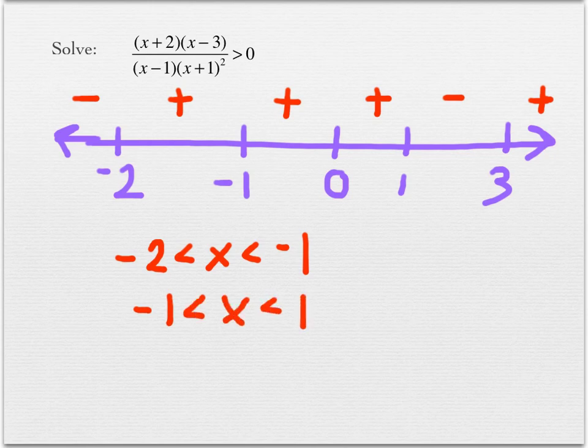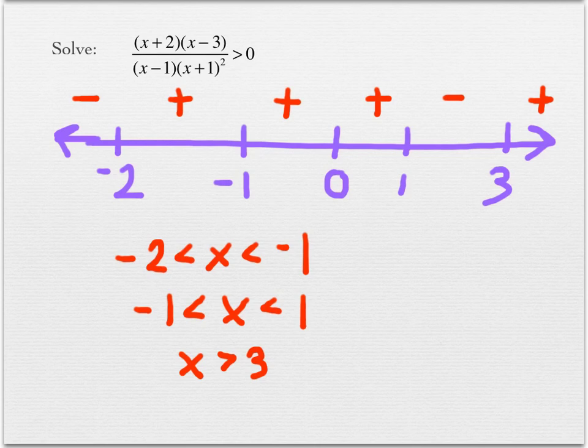Now I don't have to take a break there at 0 because 0 is okay. It's not going to make the whole function go undefined like negative 1 or positive 1 would. And then the next region where it is positive is when x is greater than 3. So rather than an algebraic approach to solve this problem, this is more looking at a table of values and trying to put in the regions where this inequality is true, in other words, when it's greater than 0.